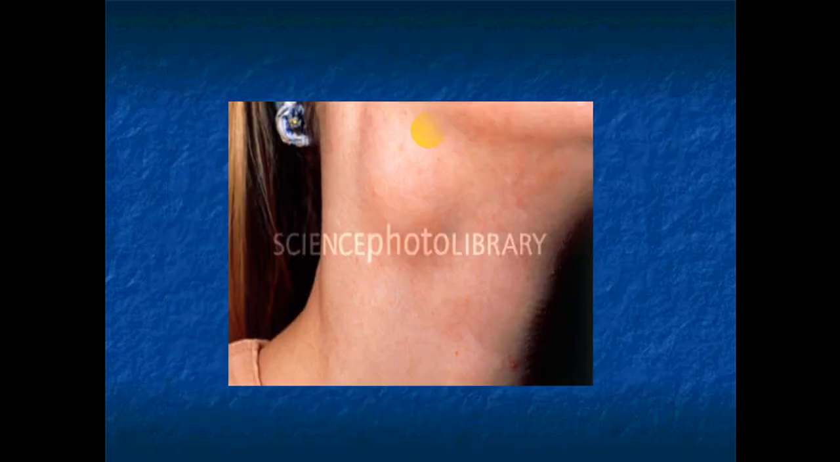This is the typical appearance of a branchial cyst, a lateral cystic mass present at the junction of the upper third and the middle third of the sternomastoid. And this is another picture of a branchial cyst.